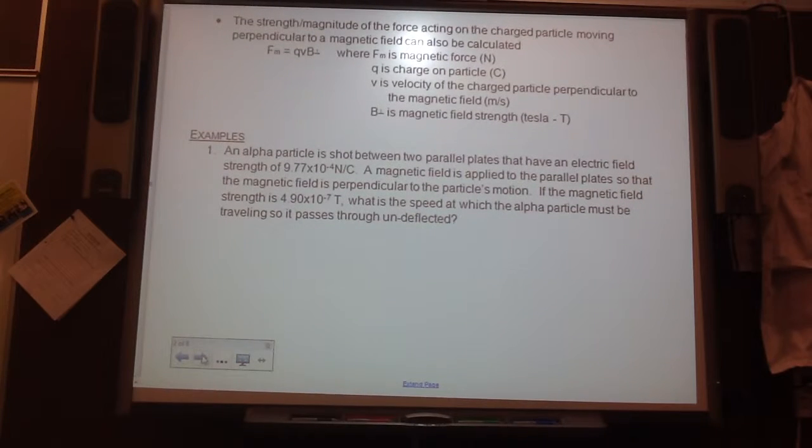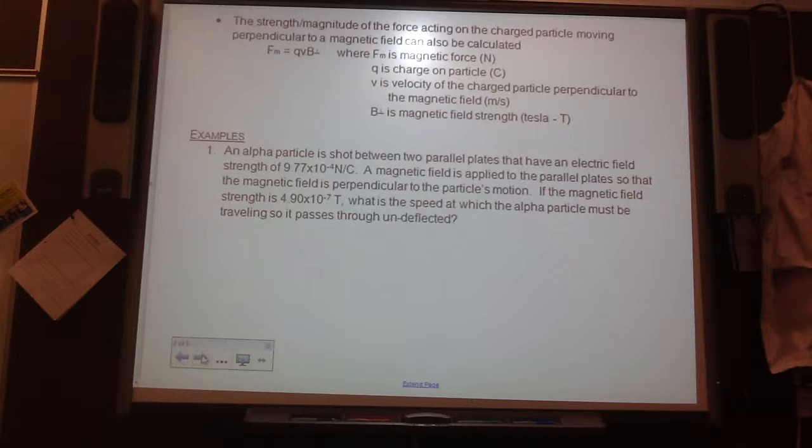Now that you've gotten into the directions, we can actually determine the strength or magnitude of the force. You have been practicing the direction of the force, but obviously that force would have a magnitude as well. So this is our formula for finding the magnitude.